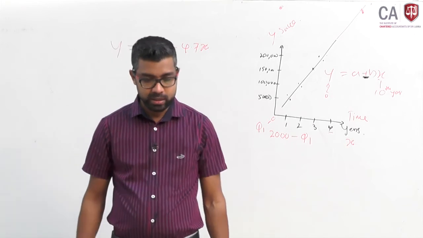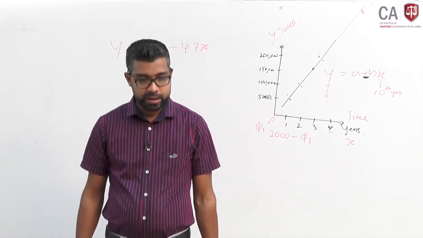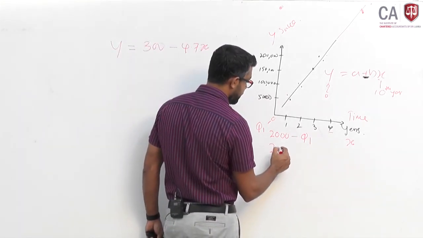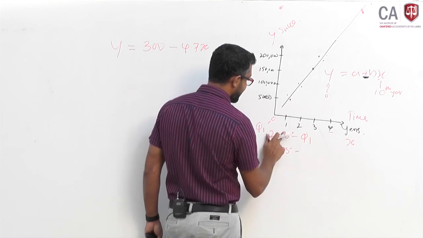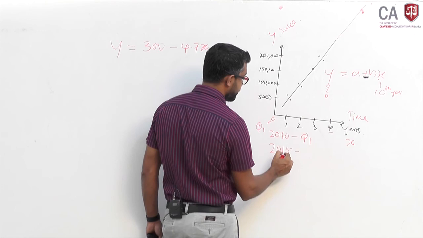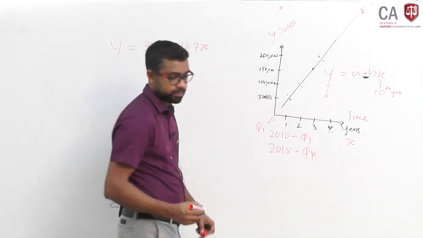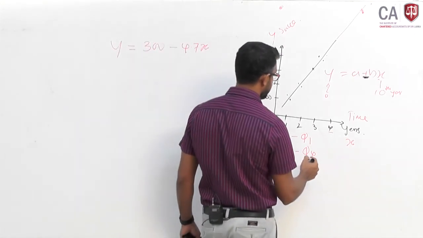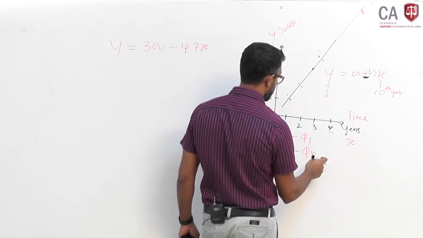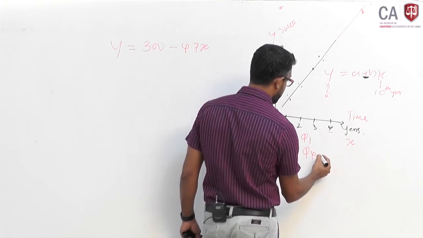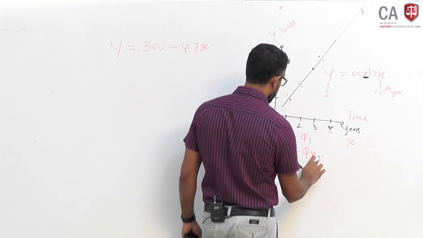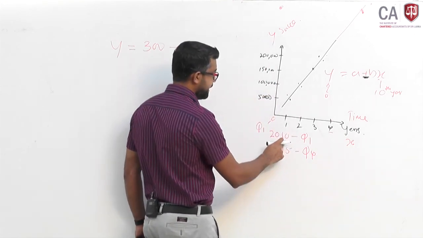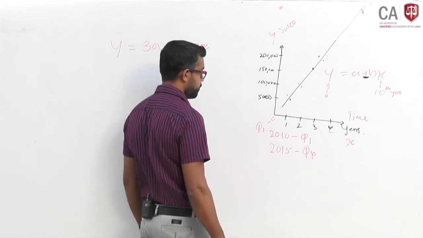Calculate the forecast sales level in quarter 4 of 2015. We are asked to find the sale in quarter 4. How many years is it? From 2010 to the fourth quarter of 2015.